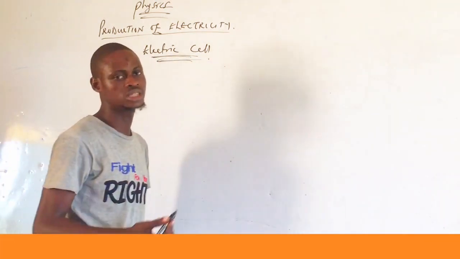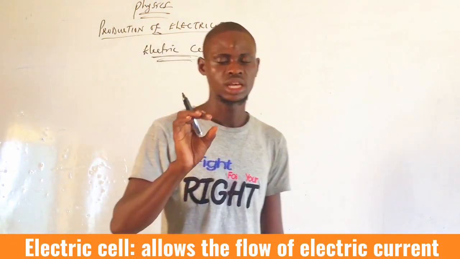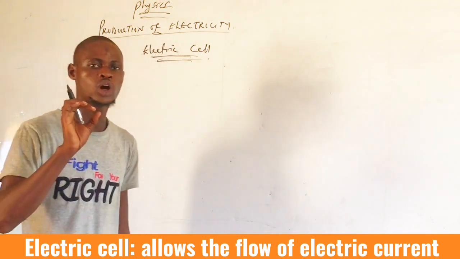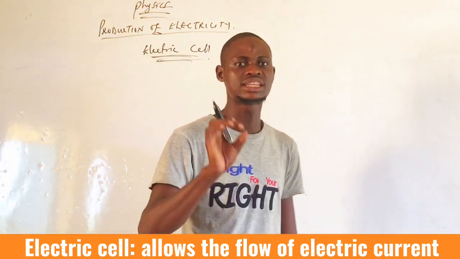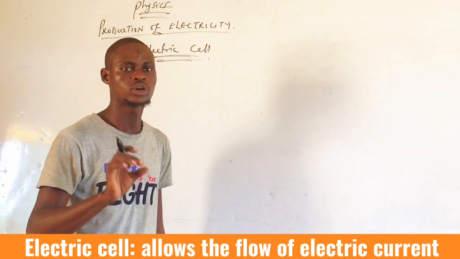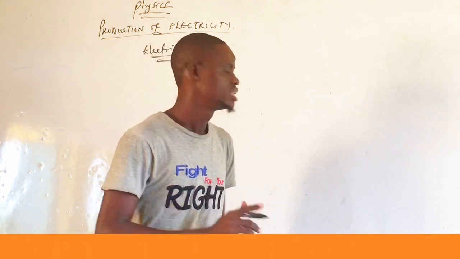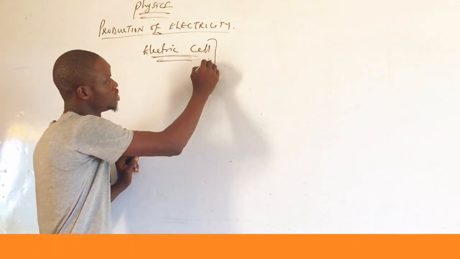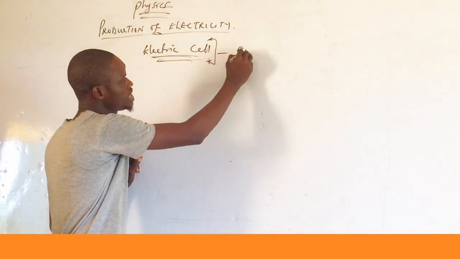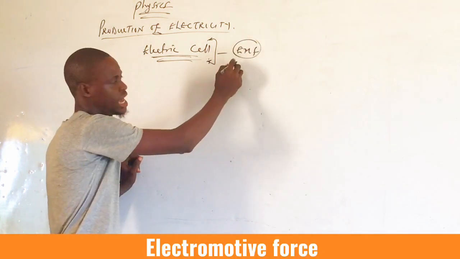Now, what is an electric cell? An electric cell is a cell that allows the flow of electric currents. Or let's say it's a device that allows the flow of what? Electric current through it.